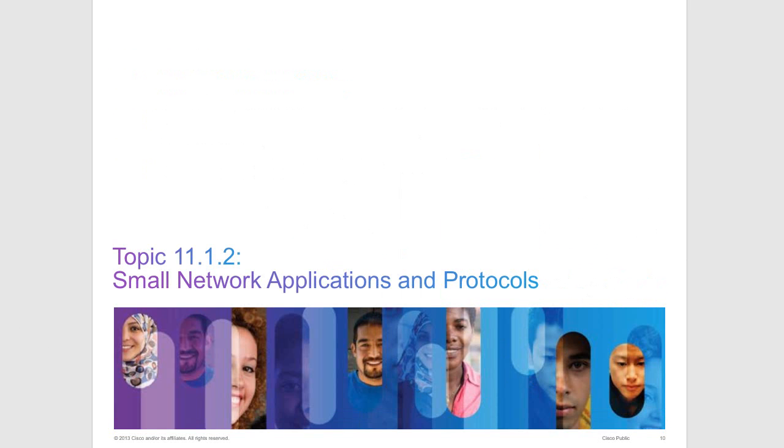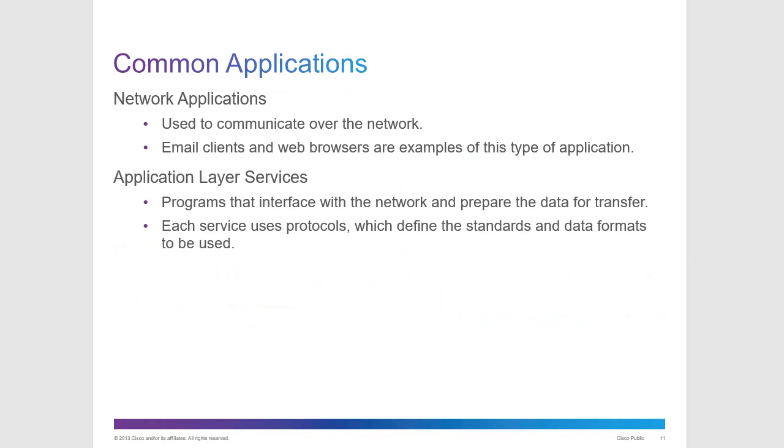We have small network applications and protocols. We just spoke on applications a bunch in the last chapter, the application layer. So again, we've touched on this before. Network applications used to communicate over the network, email clients, browsers, type of application, programs that interface with the network and prepare the data for transfer, our application layer services.